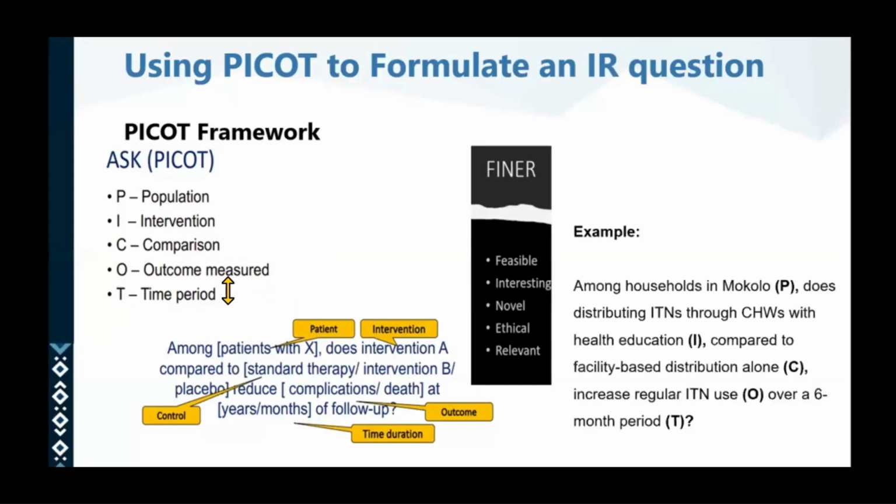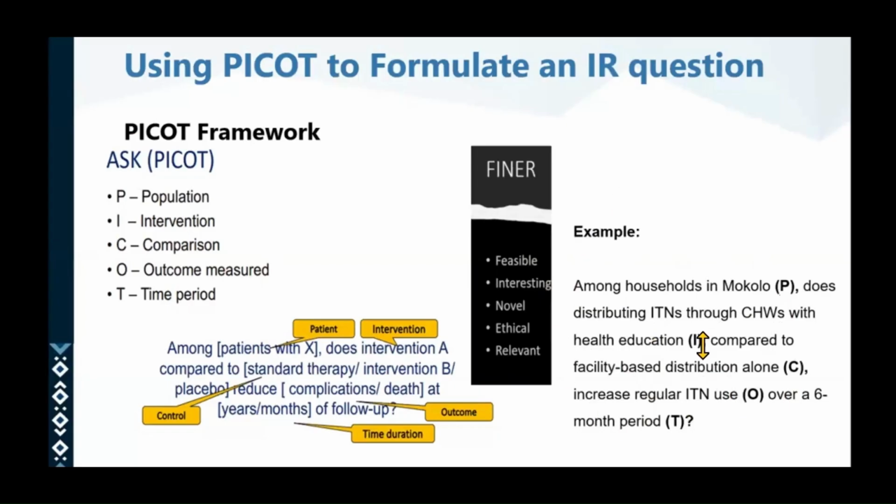An example of an implementation research question that contains all of these characteristics of the PICOT framework is: amongst households in Mokolo, which is an area in Yaoundé, does the distribution of ITNs through community health workers with health education, compared to facility-based distribution alone, increase regular use of ITN over a 6-month period?